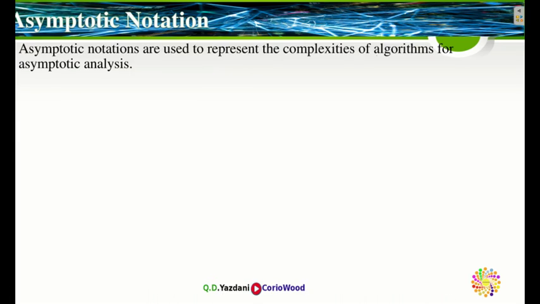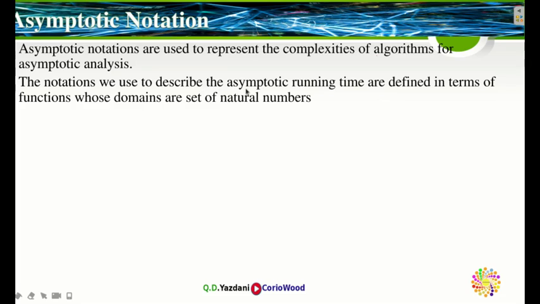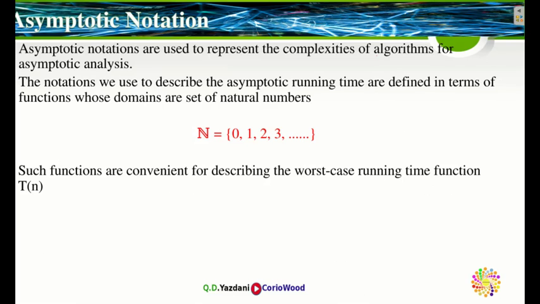Alright, so we continue with our algorithms. Asymptotic notations are used to represent the complexities of algorithms for asymptotic analysis. The notations we use to describe the asymptotic running time are defined in terms of functions whose domains are the set of natural numbers. That's how we describe the domain of asymptotic running time.